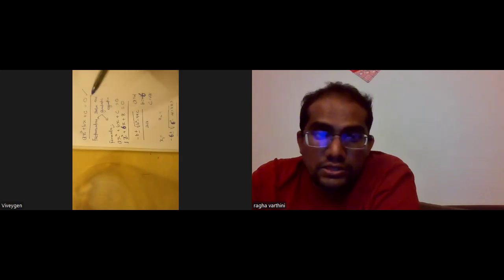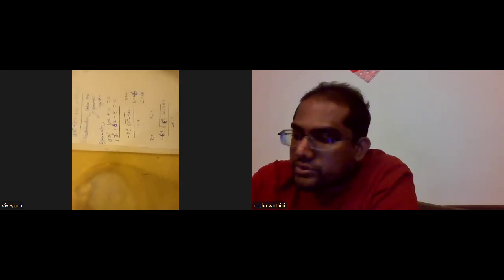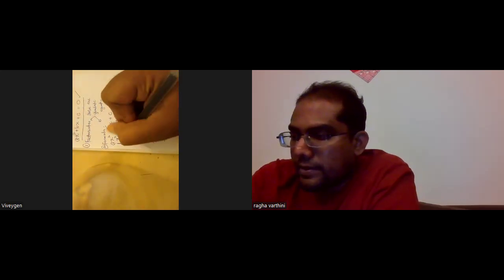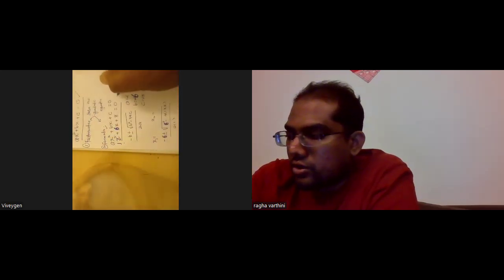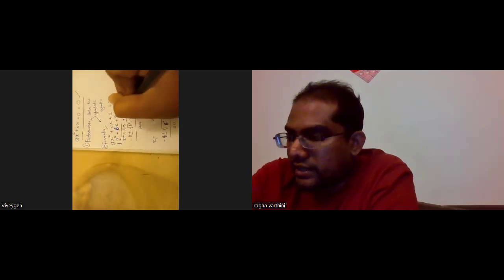So there are two methods to solve. One is through factorization and another one is through the formula. So today I'm going to teach how to solve using the formula and also factorization. Okay, so the first one, let's say the question is: solve x squared plus 6x plus 8 equals 0.